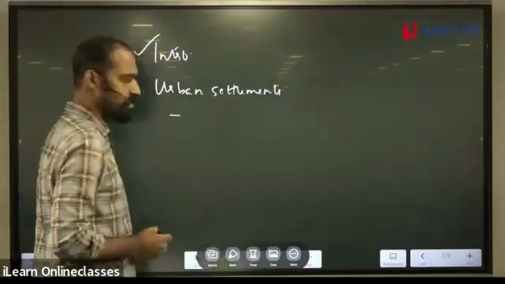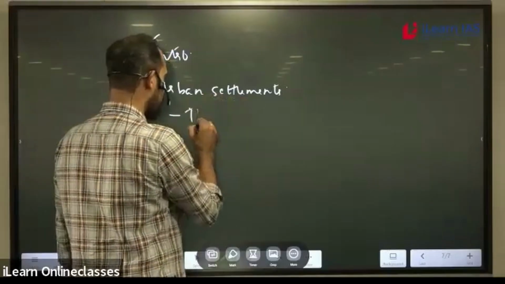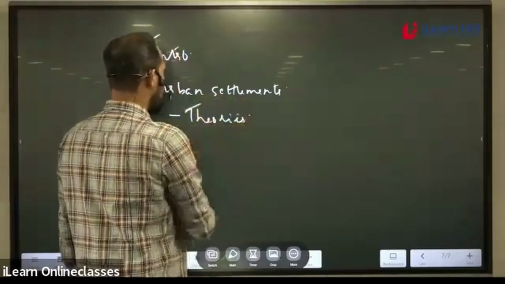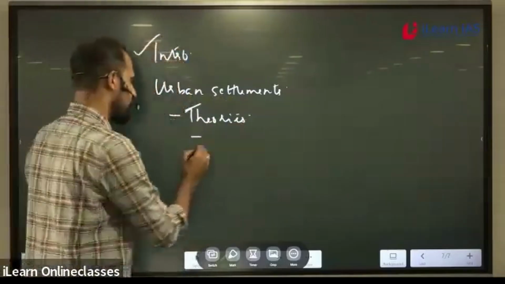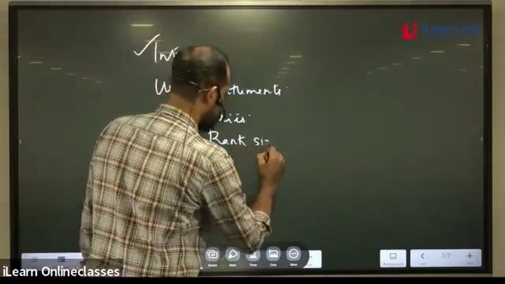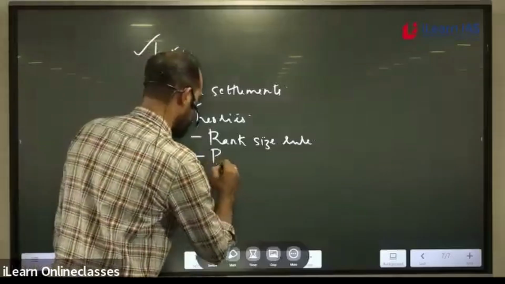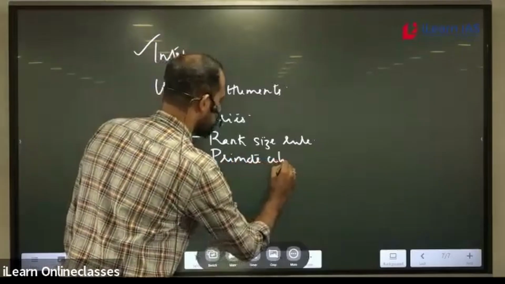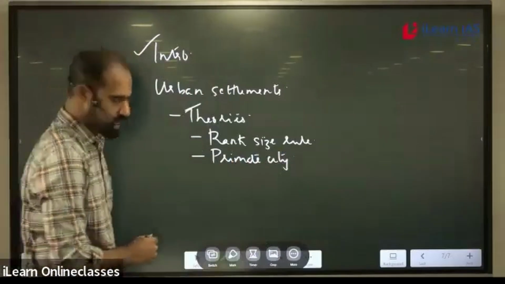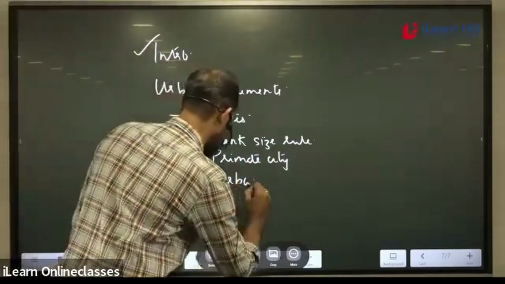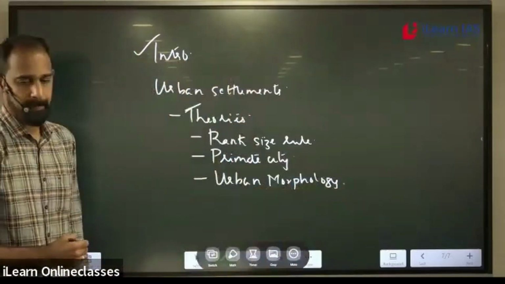In urban settlements, there are certain models and theories. First, you have a theory called the rank size rule. Then you have a theory called primate city. Then there are theories about urban morphology.